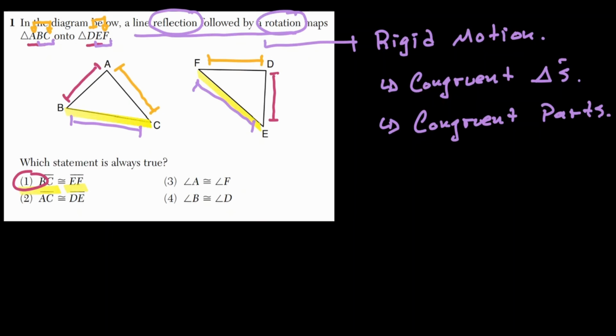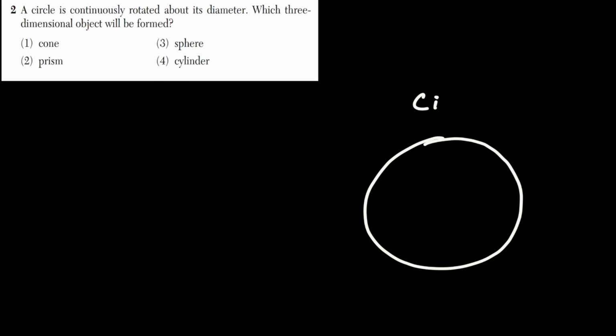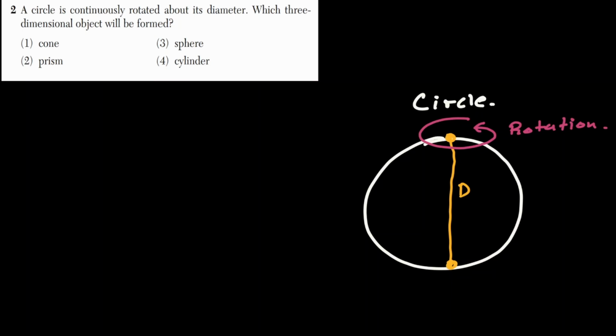Let's move on to the next question. In question 2, we have a circle that is continuously rotated about its diameter. Let's picture that. So here we have our circle. Now let's draw its diameter. Now, if we get the circle and start rotating about its diameter, then this point that we have here is going to land on the other side of the circle. And the point that we have here is going to land on the left-hand side of the same circle. And that is going to be true for all points.